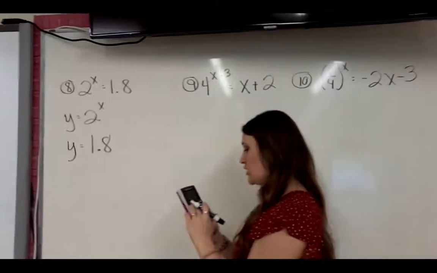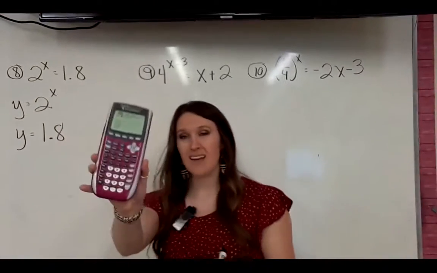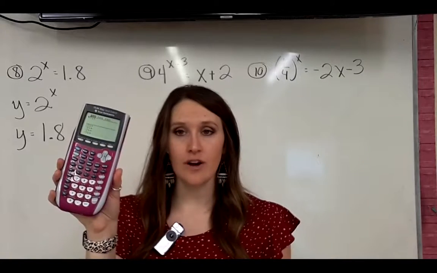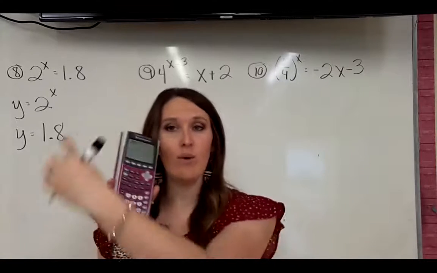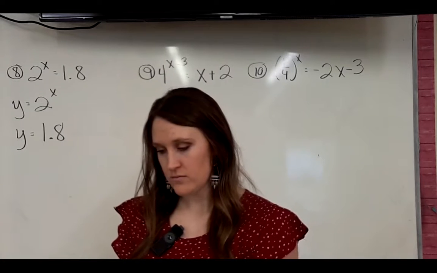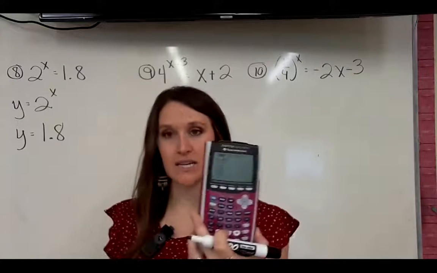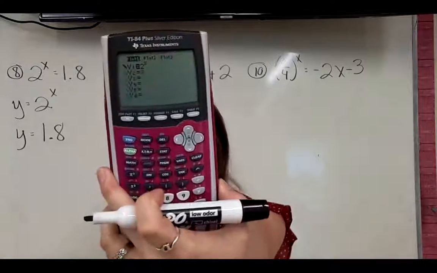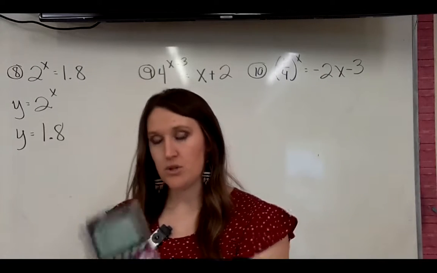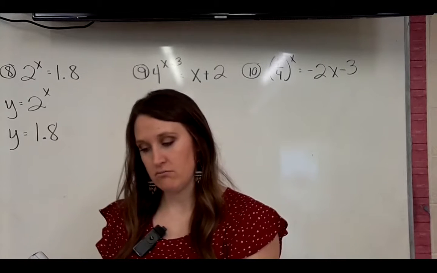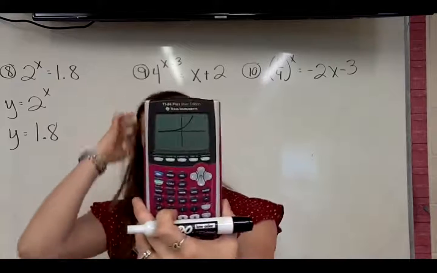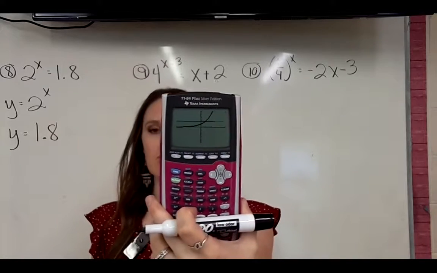So then hit your y equals up at the top, and if you have information in there, clear it out. On the first line, you don't retype the y, but I'm going to put y equals 2 to the x power. Then hit the down arrow to get to the next y. Then I'm going to type just 1.8. Once you get that, you can hit graph if you want. Give it a second to graph. I have mine where they're shaded different, one skinnier than the other.